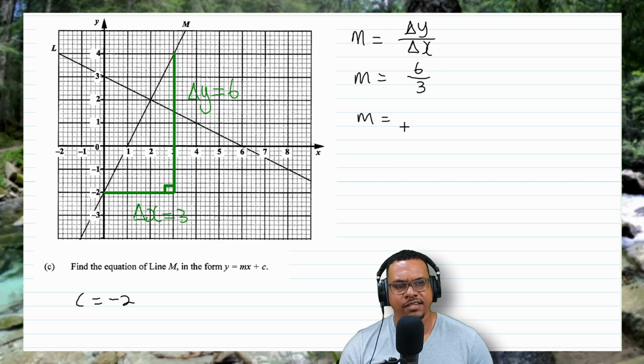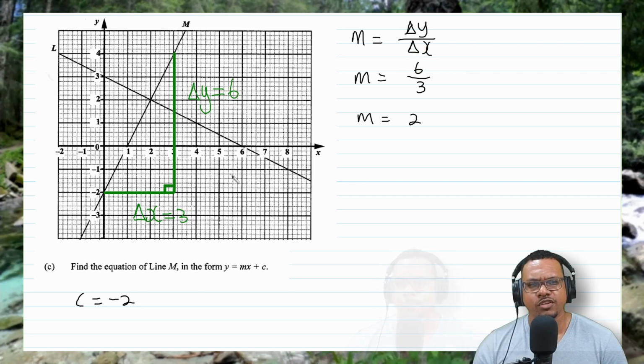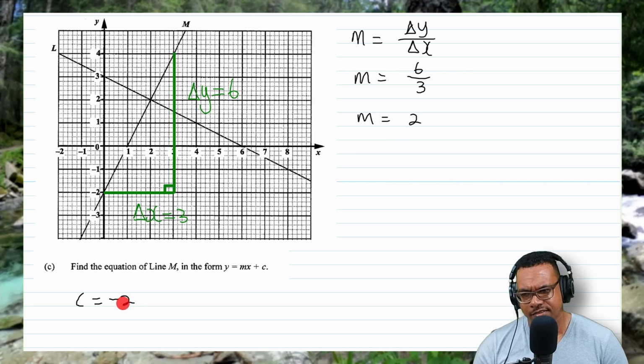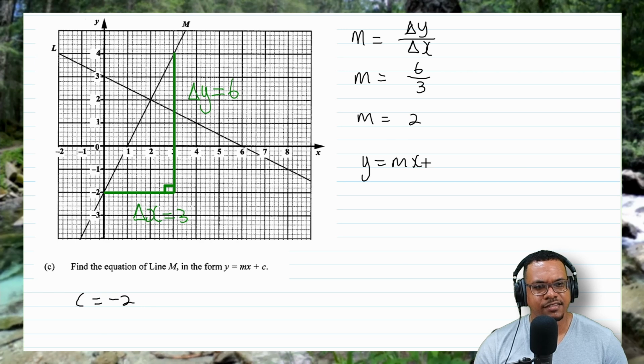And 6 over 3 is 2. All right, so I got my change in y from here, which is 6, and the change in x, I got that here, which is 3. So now that I know what m and c are, I'll just write my equation in the form y is equal to mx plus c.